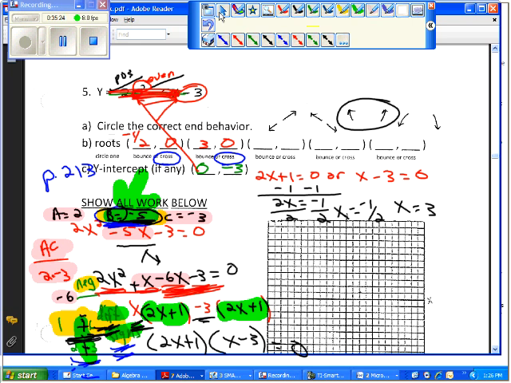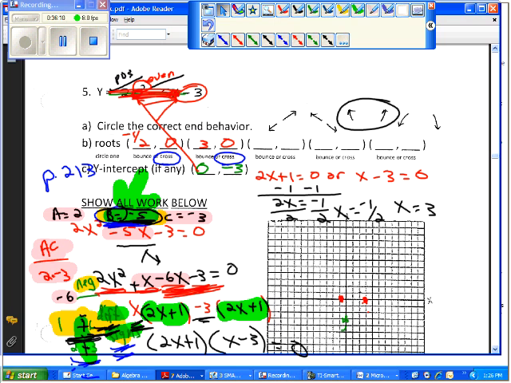Okay. So we have a root at negative 1/2, 0. Somewhere about there. I have a root at 3, 0. I have a y-intercept at negative 3. That's big. Still big. It's okay.